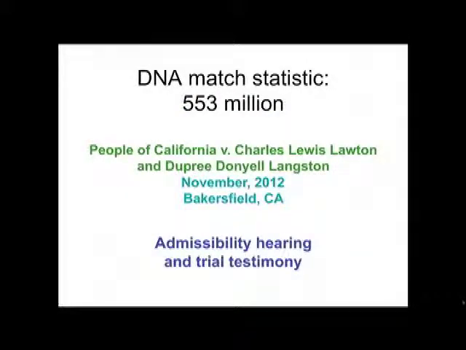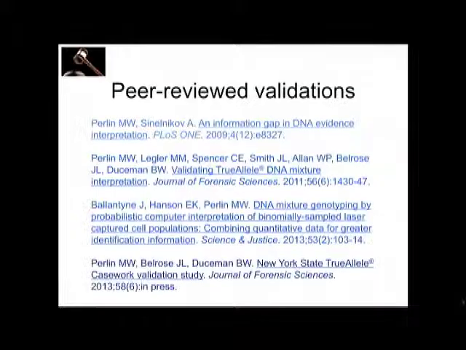So of the many matches that were found, one of them was a match statistic of 553 million that connected that counter to Dupree Langston. And in November of 2012, a trial began between the people of California and 2 defendants, Charles Lawton and Dupree Langston. The trial went on for 3 months, and in January of this year, there was a TrueAllele admissibility hearing and a trial at which I subsequently testified.